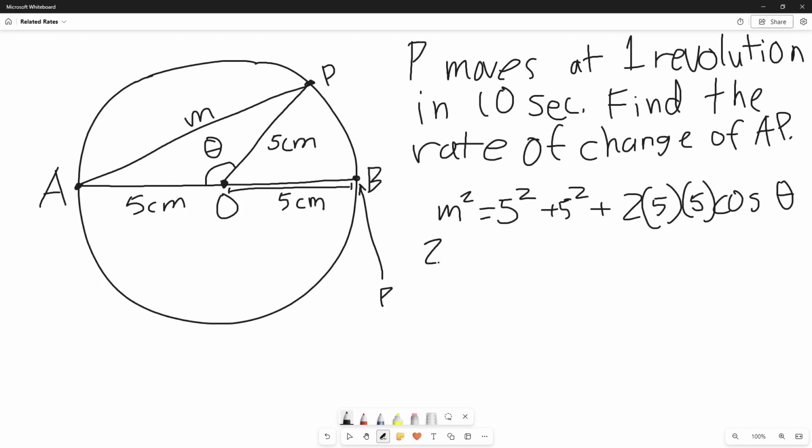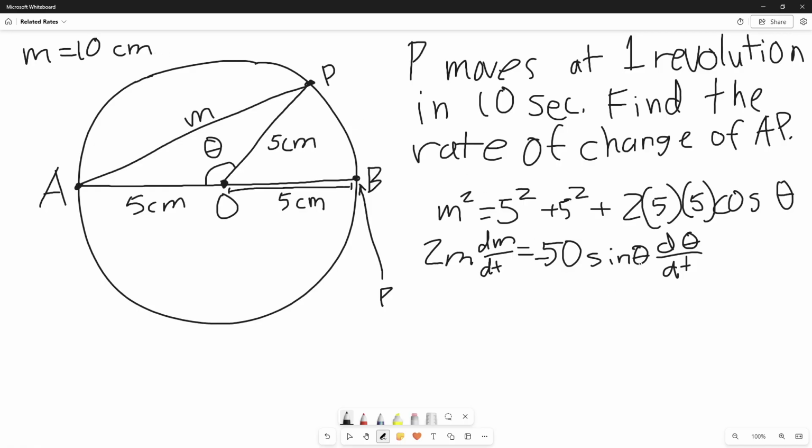So now let's differentiate this. 2m dm over dt equals 50 times negative sine theta times d theta over dt. Now we have dm over dt, which is what we're trying to find, as it's AP, and we're trying to find the rate of change of that. We have m, which is, because P is directly across from A, the diameter, which is 10 centimeters. So m is 10.